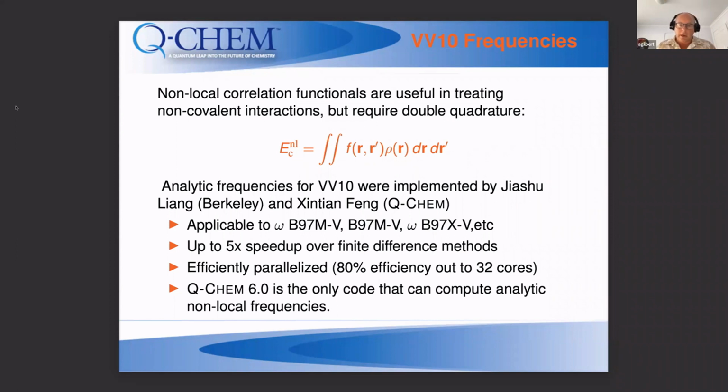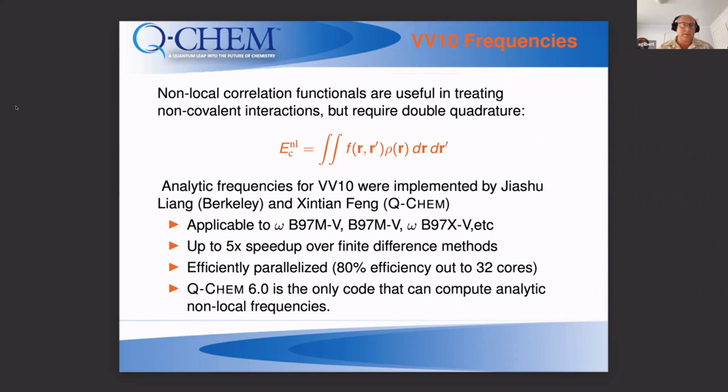So the new thing in QChem 6, the non-local correlation functionals have been implemented prior to 6, but the new thing in QChem 6 is that we now have analytic frequencies for the VV10 functional, which is the non-local part of the best performing functionals that you saw on the previous slide, things like omega B97M-V, B97M-V, and omega B97X-V. So those best performing functionals we can now do analytic frequencies for.